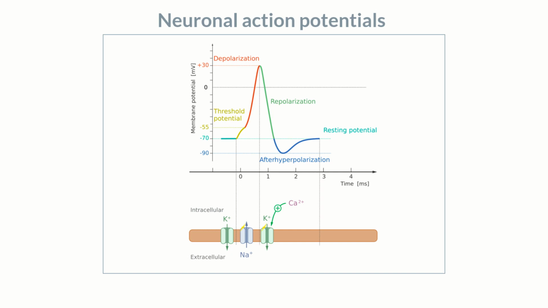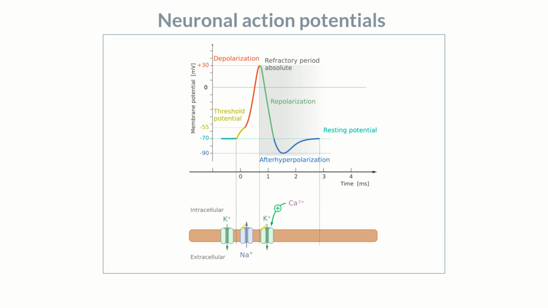Now, afterhyperpolarization has an important physiological role. It's part of the refractory period, which is the time after depolarization in which the cell can't be excited or is difficult to excite again. In the absolute refractory period, all sodium channels are closed and inactivated. During this initial phase, a new action potential in the cell can't occur, regardless of how strong the incoming signal may be.